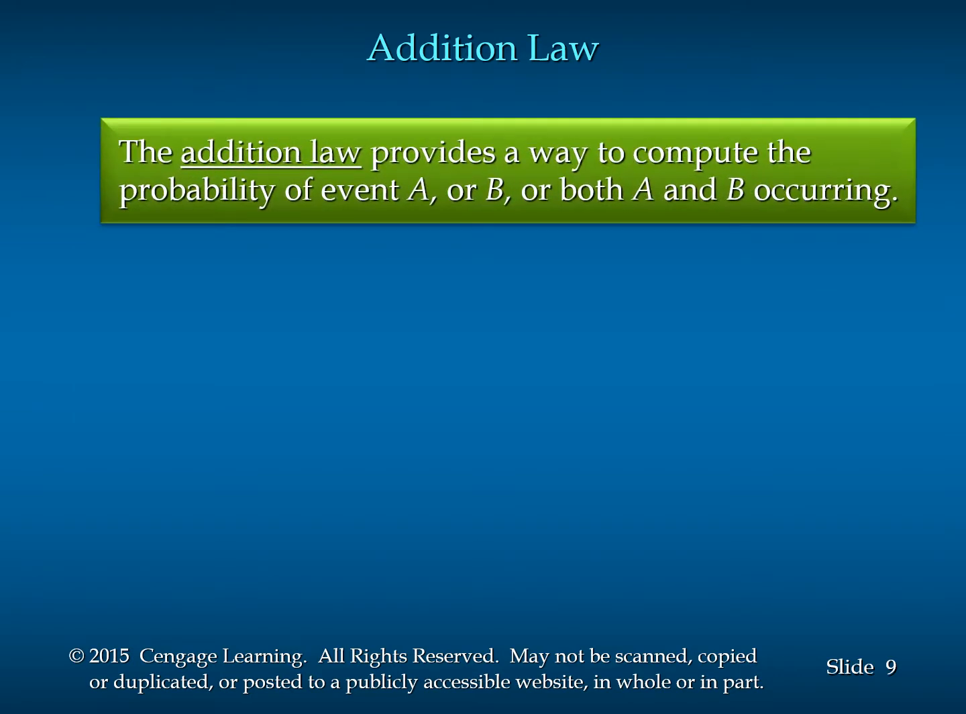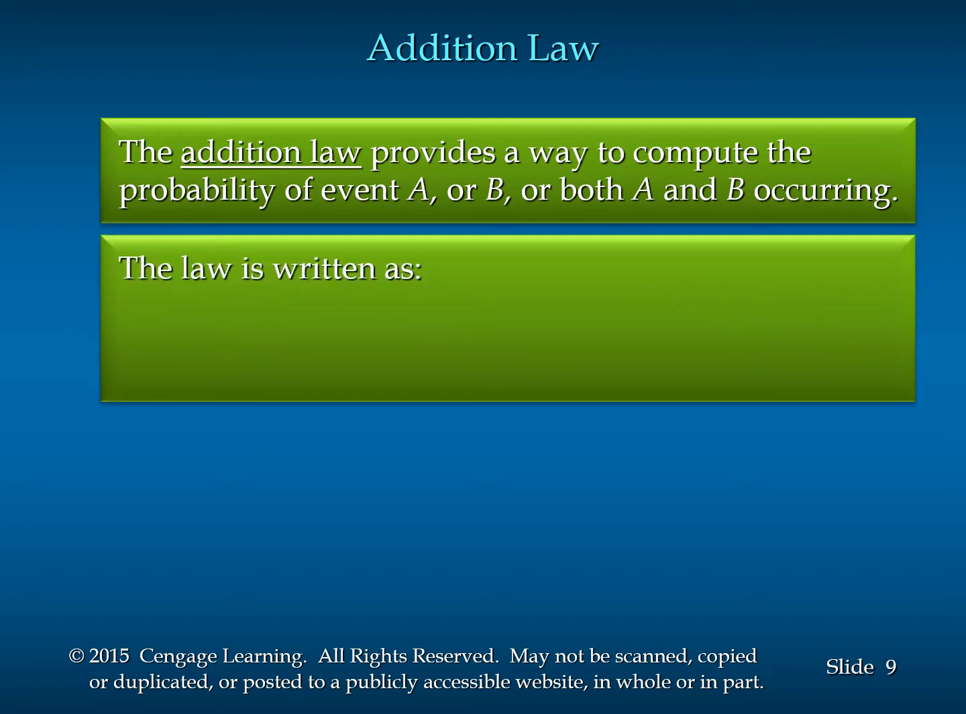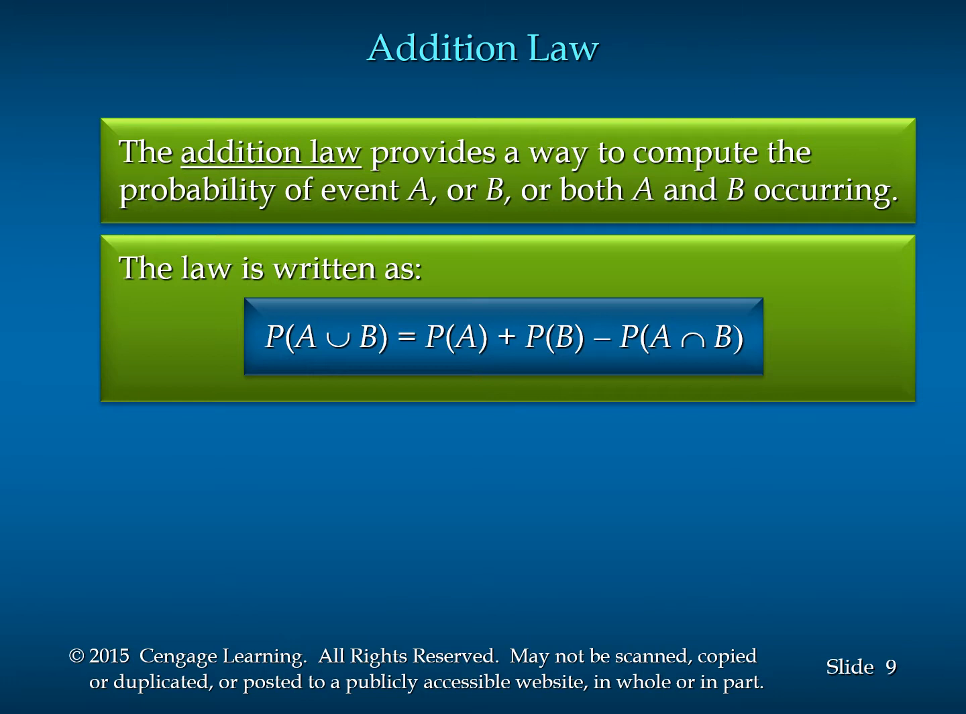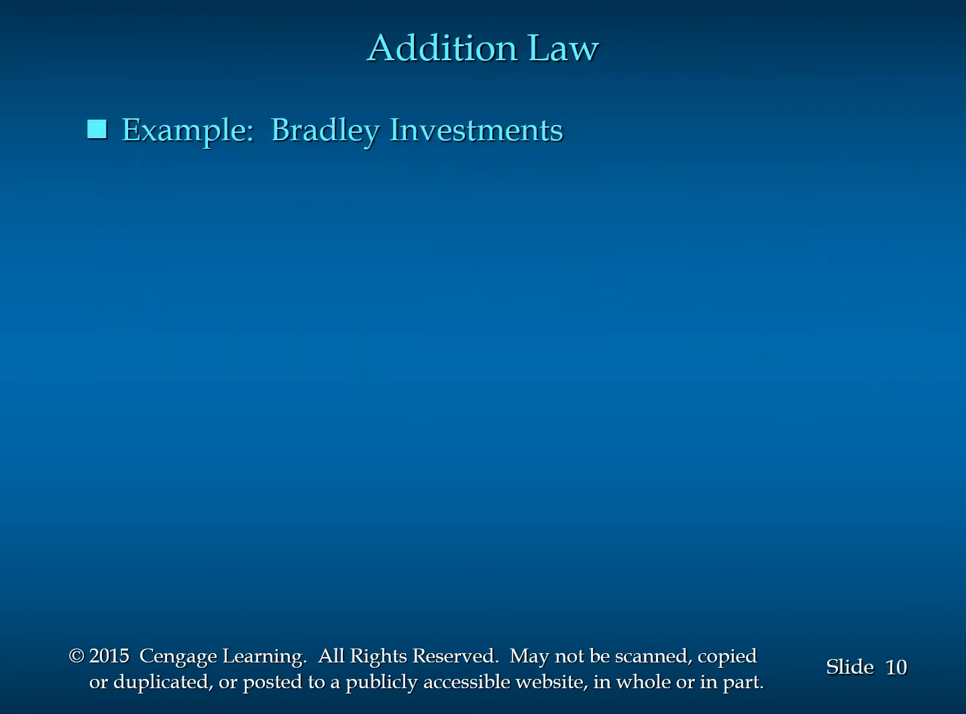The addition law allows us to relate the union with the separate individual or marginal probabilities of A and the marginal probability of B, as well as the intersection of A and B. This is written as the probability of A union B is equal to the probability of A plus the probability of B minus the probability of the intersection of A and B. If we think from a Venn diagram standpoint, and we add up the probabilities of the two circles A and B, A or B, we have to be careful to not double count the intersection where they overlap. Therefore, we have to subtract that intersection.